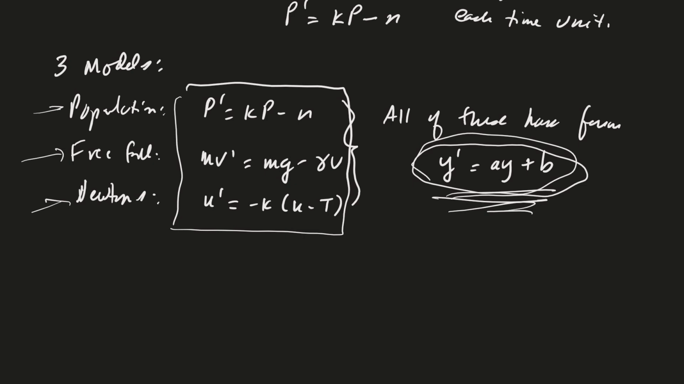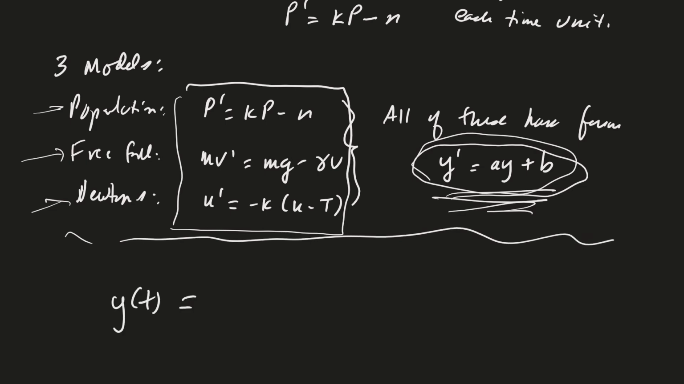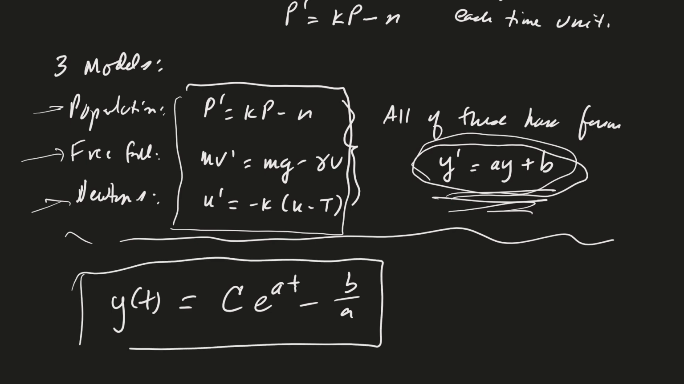I will tell you that we'll be able to show this in just a bit, but our y of t is going to end up being our arbitrary constant, e to the at, minus another constant, b over a. That is going to be the solution to that, and we will prove that very shortly.